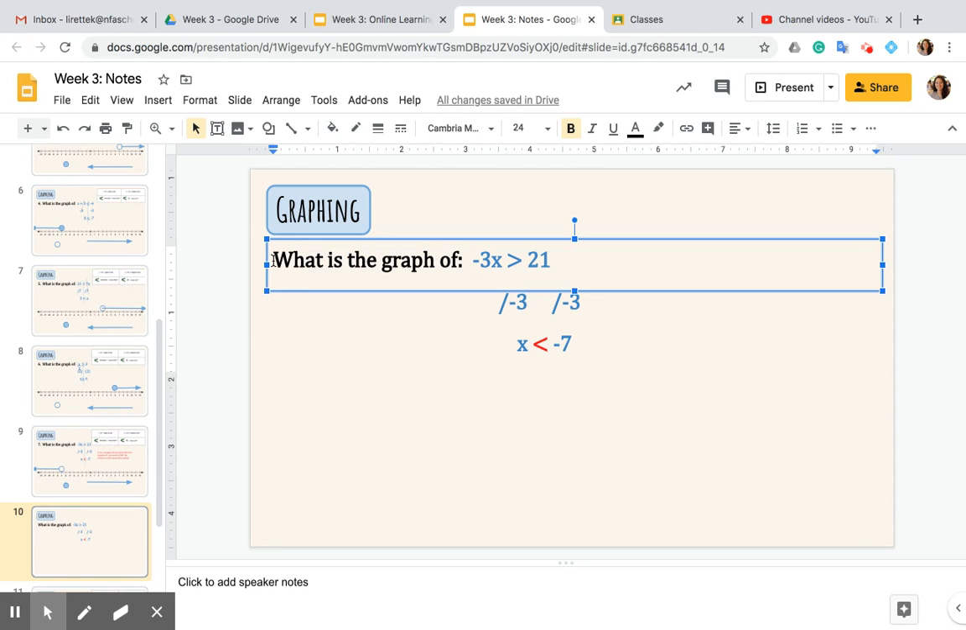Why do we need to flip the direction of the symbol? Let's say we had an inequality that looked like this. 5 is greater than 2. That's what this inequality reads, right? And that's a true statement. 5 is greater than 2.